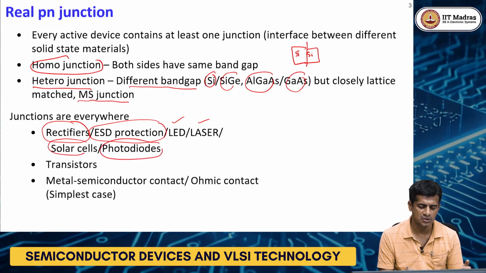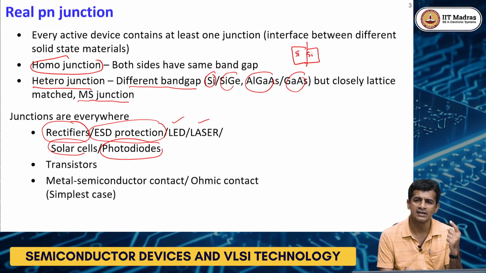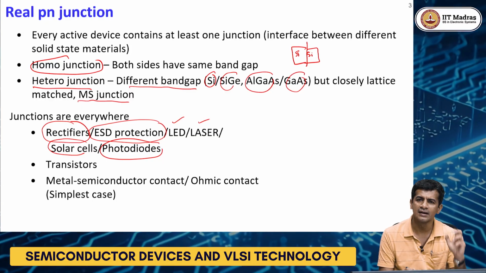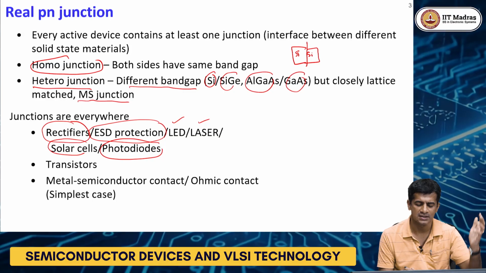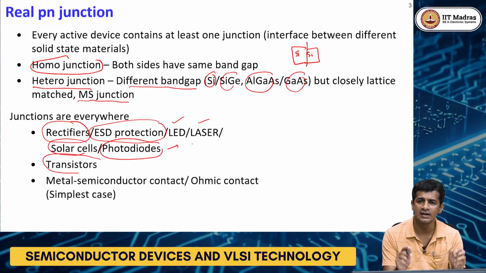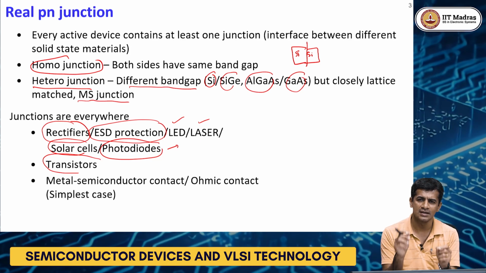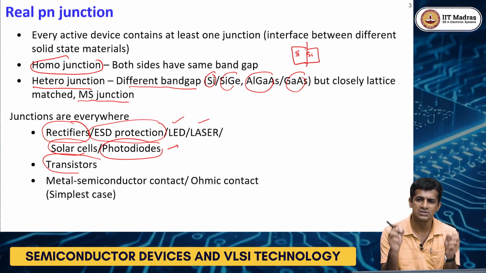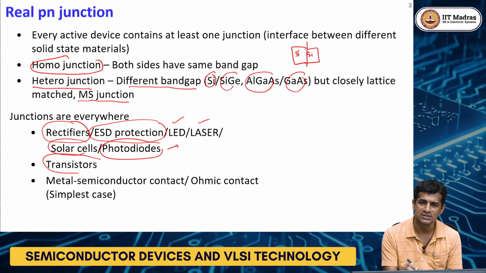They require at least one junction, right? But in a real device, it may contain more junctions. For example, transistors. What I am talking about, at least one junction, is even in a schematic, a schematic which is used in textbooks, it requires at least one junction.